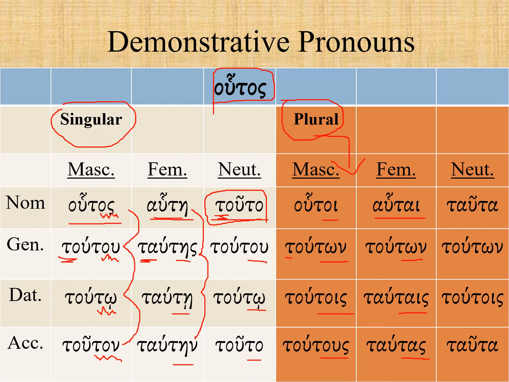Now you can see that the alpha is the dominant feature here in the beginning of the word and also in the ending in dative and accusative plural. And the neuter plural: tauta, toutōn, toutois, and tauta.